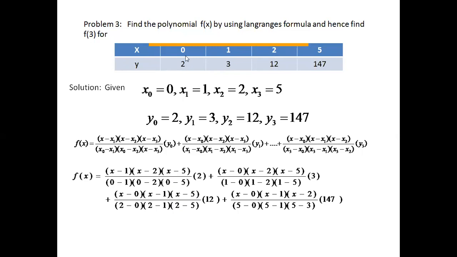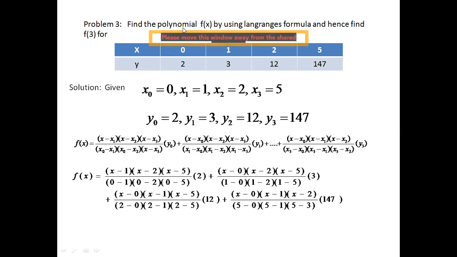So I'll write x minus 0 into x minus 1 into x minus 5. The denominator is 2 minus 0, 2 minus 1 into 2 minus 5. Multiply this ratio by 12. That will be the third term, right? So don't see this formula and just copy it. It's time consuming if you do like that. Directly write the table and write it.